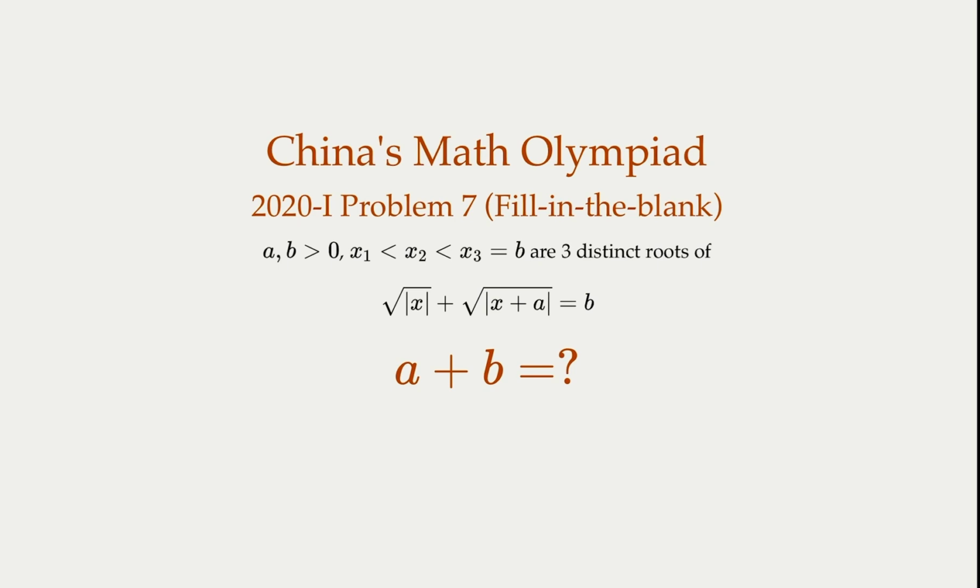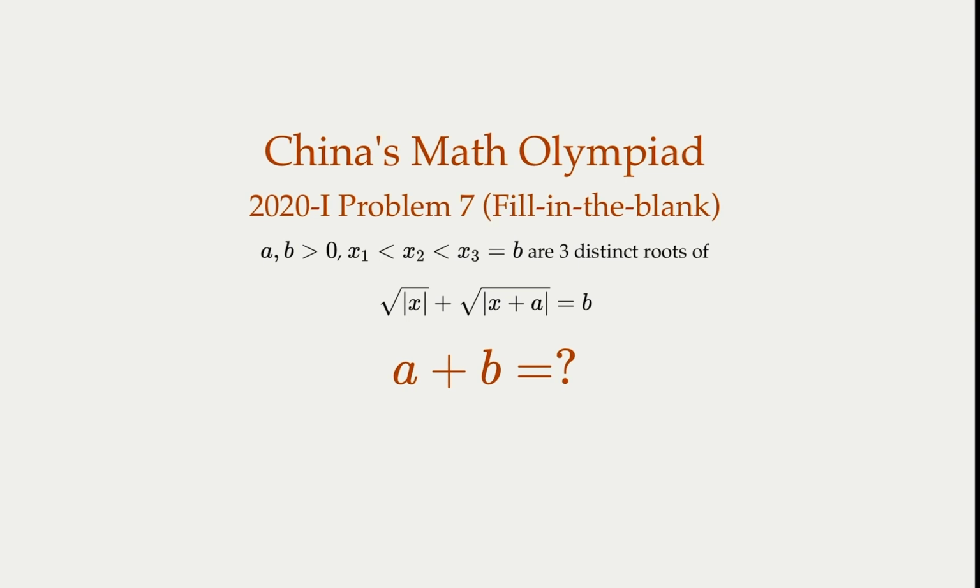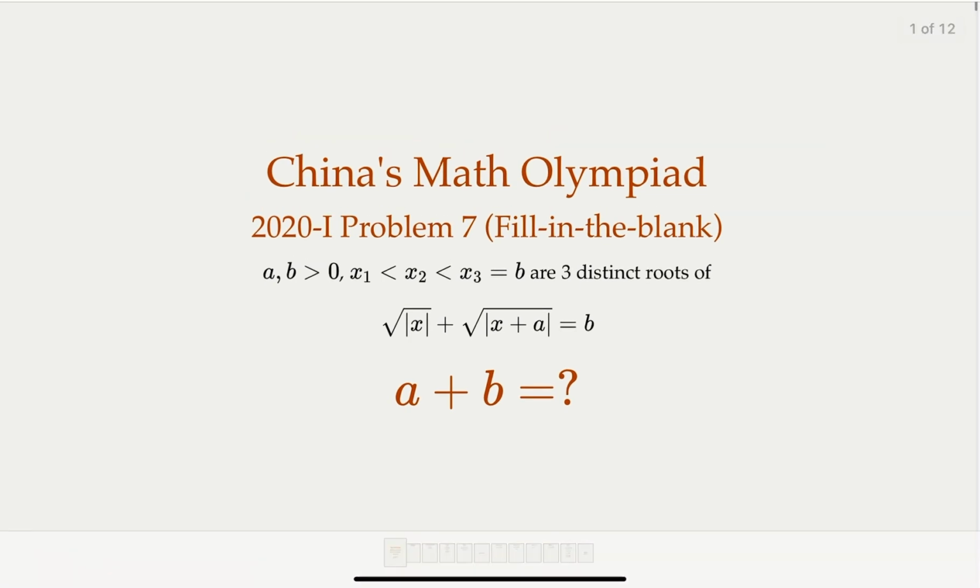Here the constants a, b are positive. We know that the equation has 3 distinct roots, x1, x2, x3. The biggest one is actually equal to b. Okay? And then we try to find what a plus b is. Why don't you try to find it? When you're ready, we can continue with the solution.